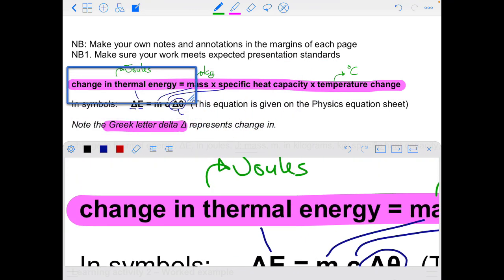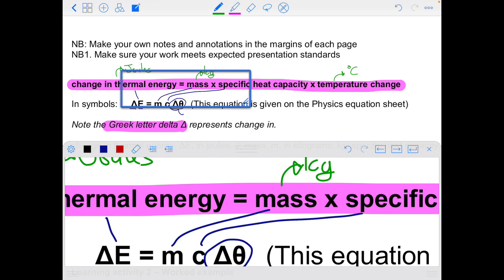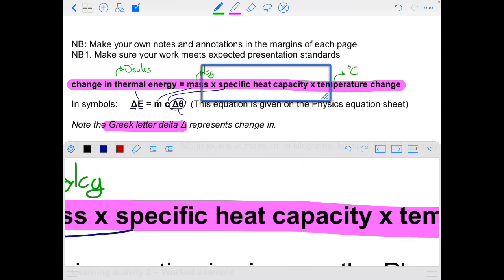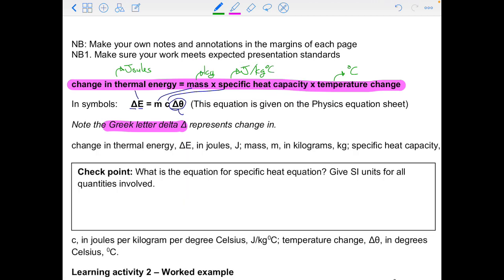So that is what we have. We have change of energy, which is measured in joules. We have our mass. We have our specific heat capacity. This is one that I need you to add in now, is again joules per kilogram degrees Celsius. And we have our change in temperature, which is degrees Celsius.